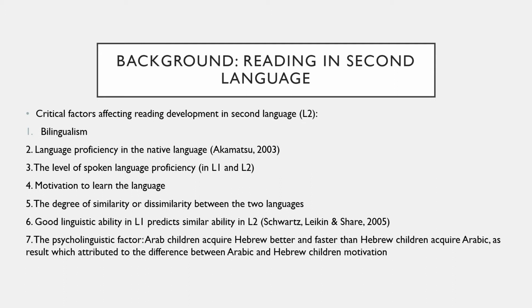And there is also the psycholinguistic factor, where Arab children acquire Hebrew better and faster than Hebrew children acquire Arabic in general, which is attributed to the difference between Arab and Hebrew children's motivation. Arab children have instrumental motivation to learn Hebrew as an essential tool for communication in a country in which Hebrew is the predominant language. And this was according to Asli, Badarneh and Likan 2018.